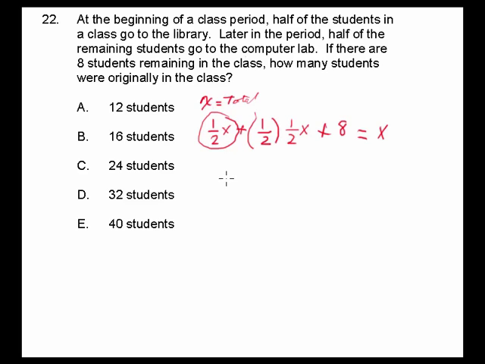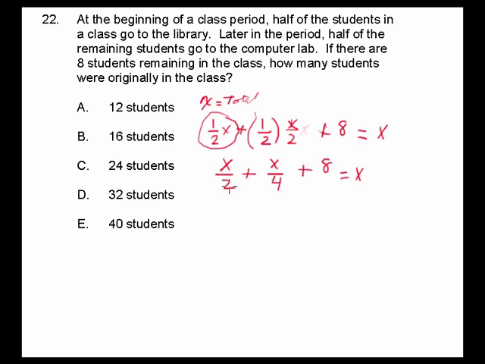Alright, now let's go ahead and solve this problem. We'll rewrite this as x over 2 plus, here we have 1 times 1. Well, actually this is going to become an x over 2 as well, won't it? Let's erase that. There we go. So this is now x over 4. 2 times 2 is 4, plus 8 is equal to x.